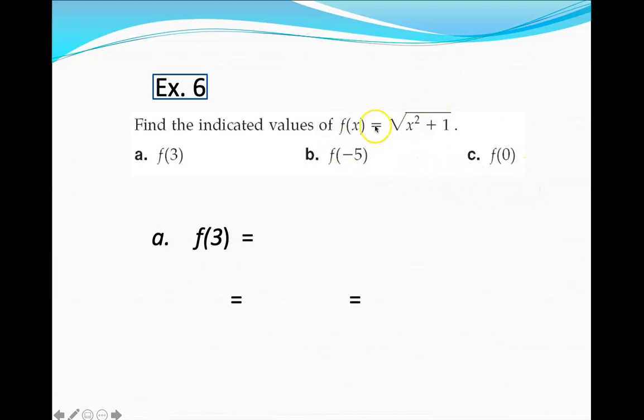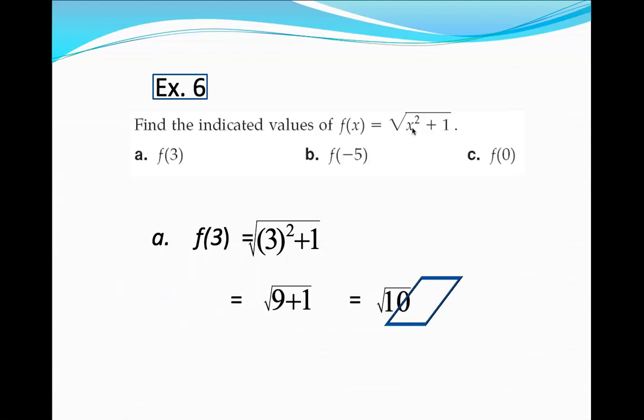Again, plain simple. When you're given an equation, direct substitution, plug in. So f of 3, I'm going to replace this x with a 3. So I get the square root of 3 squared plus 1. 3 squared is not 6. 3 squared is 3 times 3, 9. And 9 plus 1 gives me root 10. Do not give me a decimal. I despise decimals. Root 10 is just fine in my world. We're done.